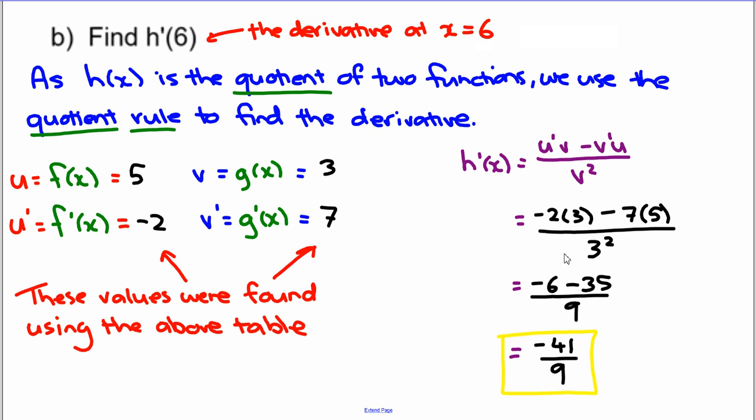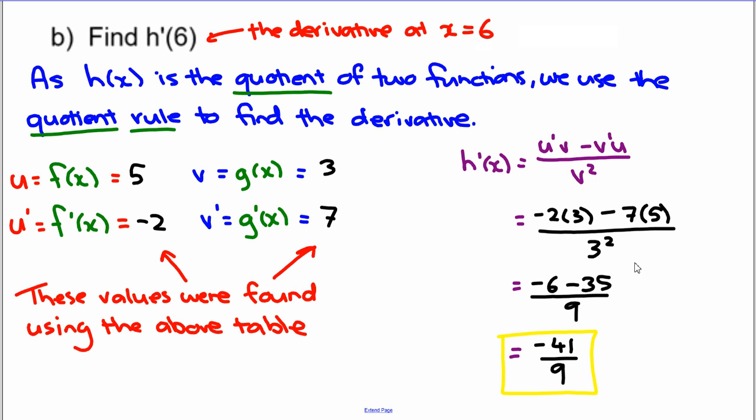So we've got u dash v, which is -2 times 3. Minus, write in the minus so you don't forget, v dash u, which is 7 times 5. All over v squared. Just be really careful, v is 3. Having them written out really helps you to sub in the correct numbers. And then don't forget to divide by v squared, that's a common thing. Sometimes people forget the minus in the product rule too.